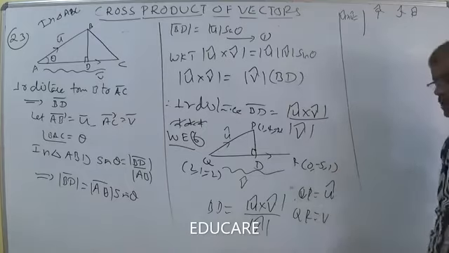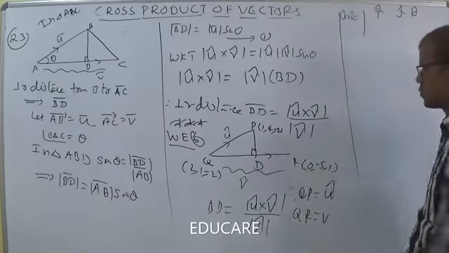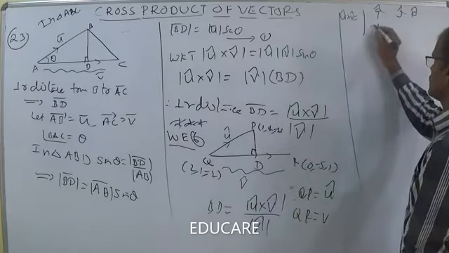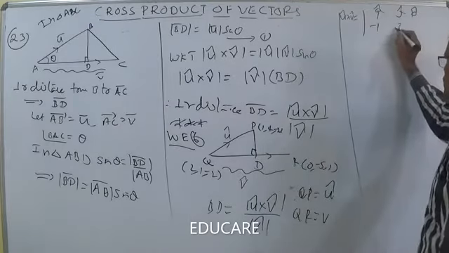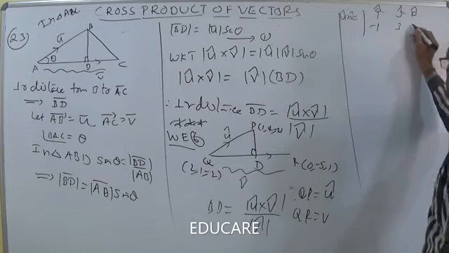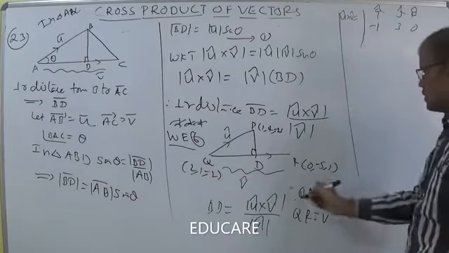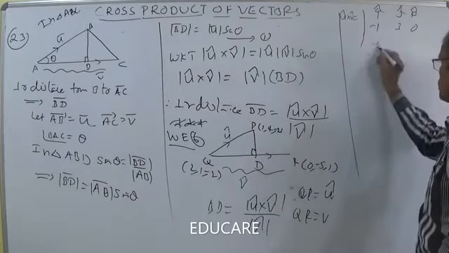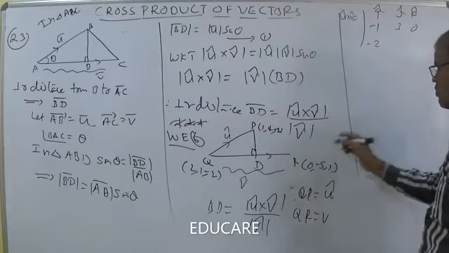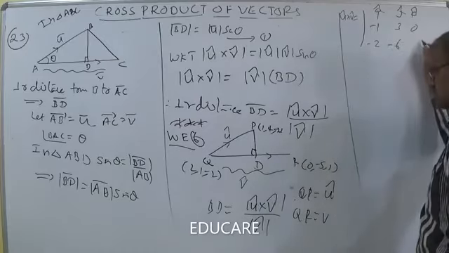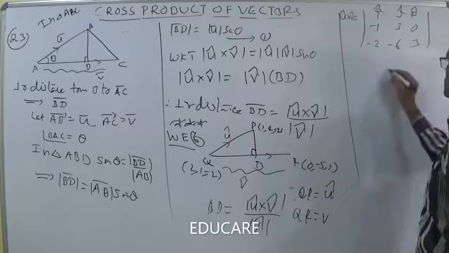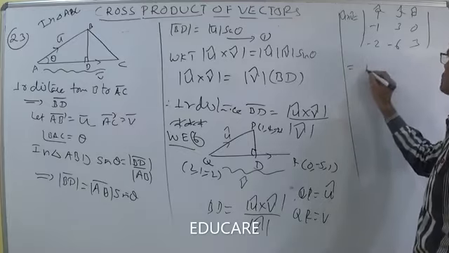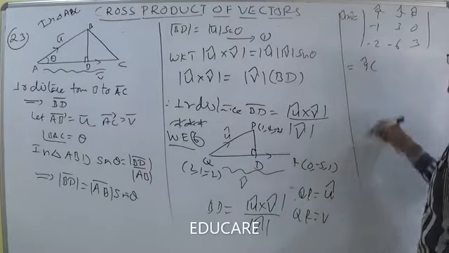QP means position vector concept, OP minus OQ. 1 minus 2, you write here minus 1, and 4 minus 1 is 3, minus 2 plus 2 becomes 0. Here OR minus OQ: 0 minus 2, here minus 2, minus 5 minus 1 is minus 6, and 1 plus 2 here it is 3. The modulus of u cross v you can calculate using the cross product.